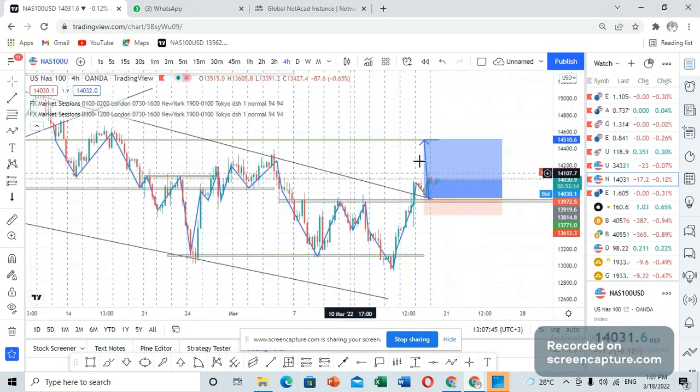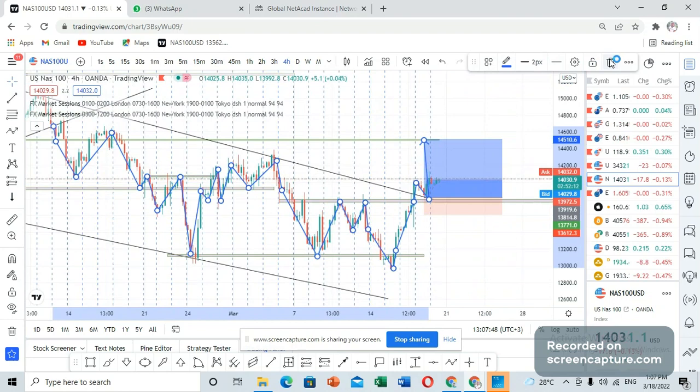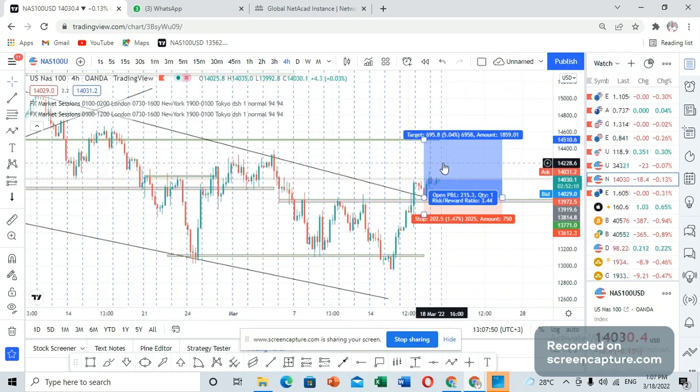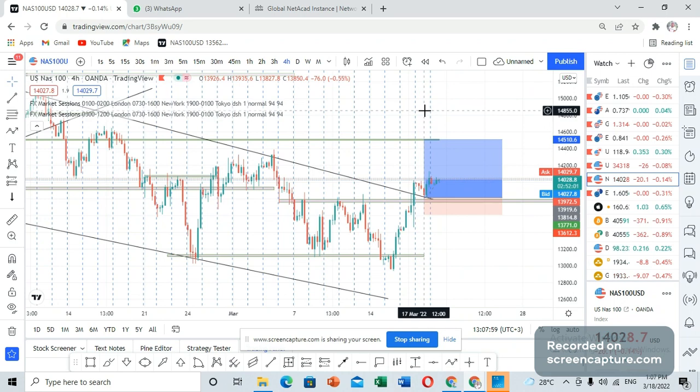In this trade, we are targeting around 69 pips, with a risk of only 20 pips. I think that is nice. That is fine. So that is all that I had for you for today.